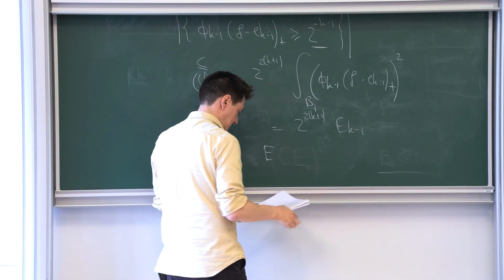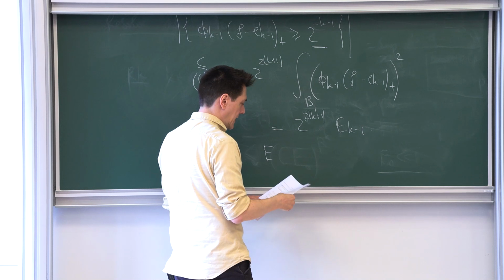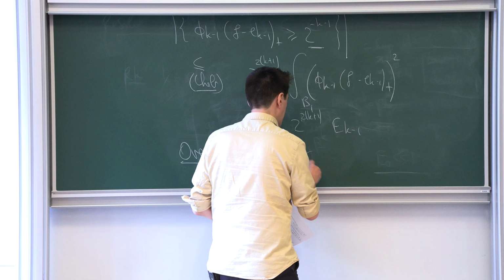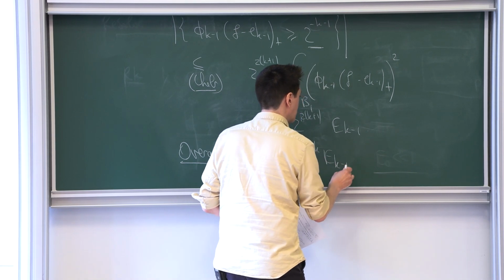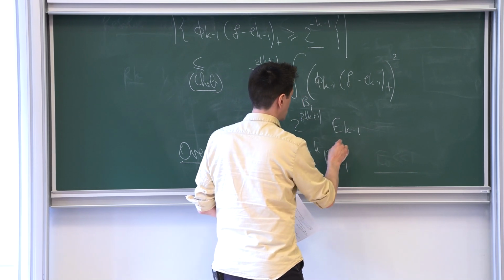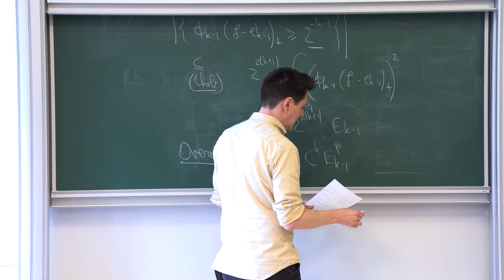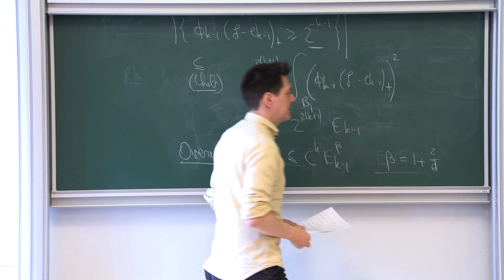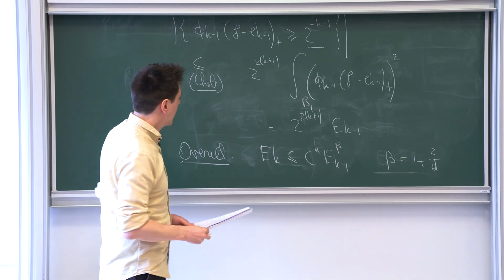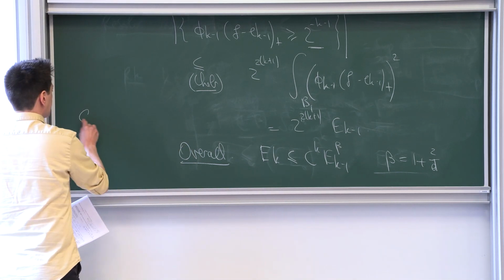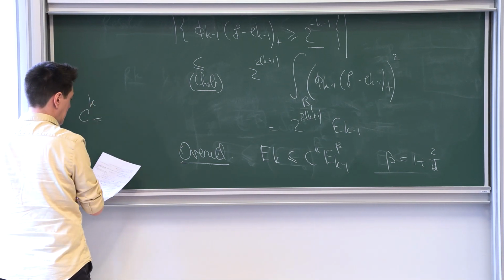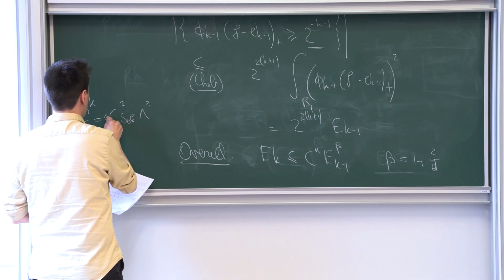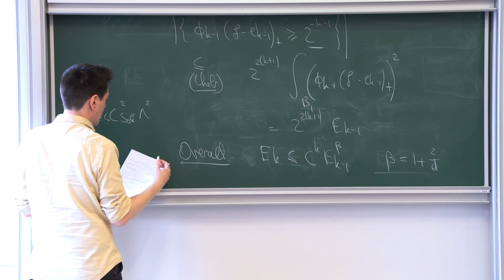So overall, let me summarize the final inequality: I have proved that E_k is less than an annoying constant C_k times E_{k-1} to the beta, where explicitly, I'm giving you the values and you check them, beta is 1 plus 2 over d. And the C_k, if you want to calculate it, is C squared lambda squared. I had my minus c_0, they play no role because they are not even growing geometrically.